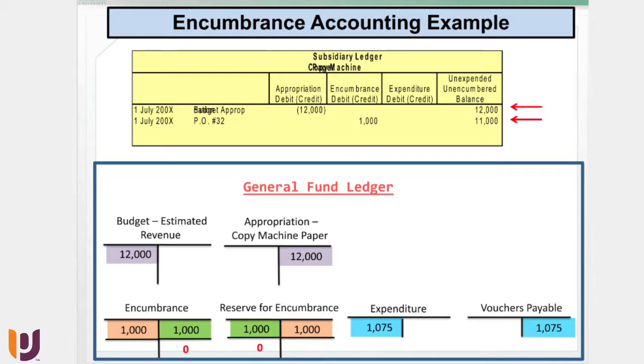The second entry records the expenditure with a debit to the expenditure account and a credit to voucher, which is accounts payable, for $1,075. The amounts are recorded in the subsidiary ledger. This results in an additional $75 being charged to the budget and leaves us with $10,925 to be spent.